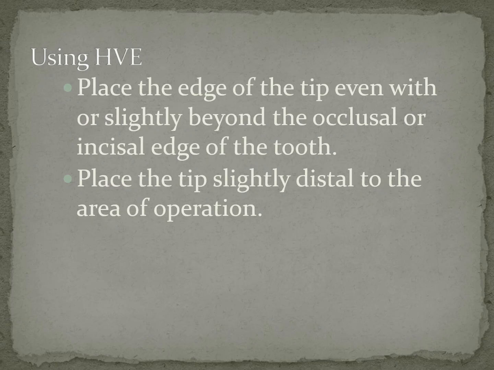Our HVE tips have a hole in one end. That hole should be out, not inside when you put it on, and I'll show you how to put it in for sure. Why? Because that helps as a little vent if you're caught on tissue, so it helps eliminate a little bit of that tissue damage. So place the edge of that tip even with or slightly beyond the occlusal or incisal edge of the tooth. Place the tip slightly distal, okay, because the patient's laying down. Gravity is going to bring that fluid back, right? So make sure that that patient is laying down so that fluid can go back and into the saliva ejector.